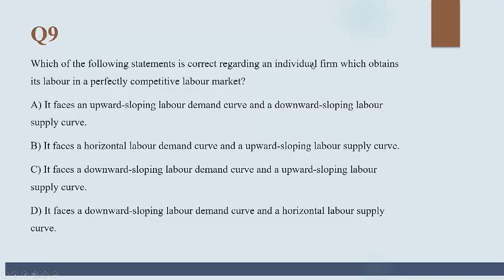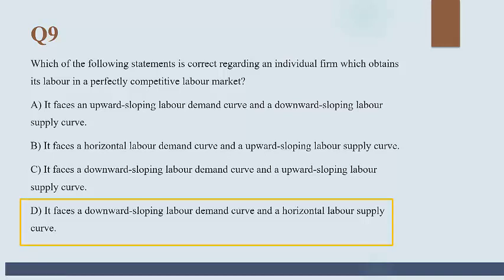Okay, question 9. Which of the following statements is correct regarding an individual firm which obtains its labor in a perfectly competitive labor market? Okay, so hit pause and try and answer. Okay, I hope you figured it out. The correct answer is D.